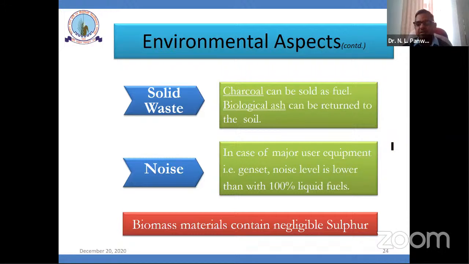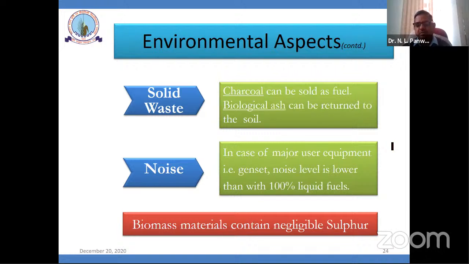And the solid that we are getting is the charcoal, turning into biological ash. That biological ash contains more minerals, so the minerals can be returned to the soil. So that can improve the health of the soil. So this is about the solid waste. And noise is no doubt low, in the case of the major equipment, it is just lower than with liquid fuel. So it is low.